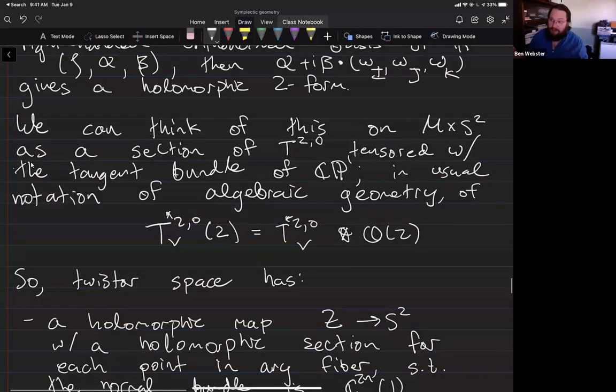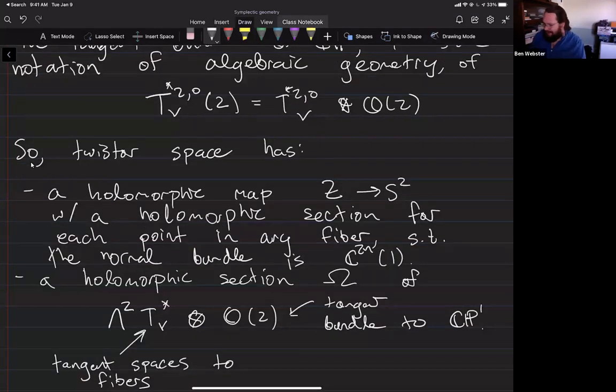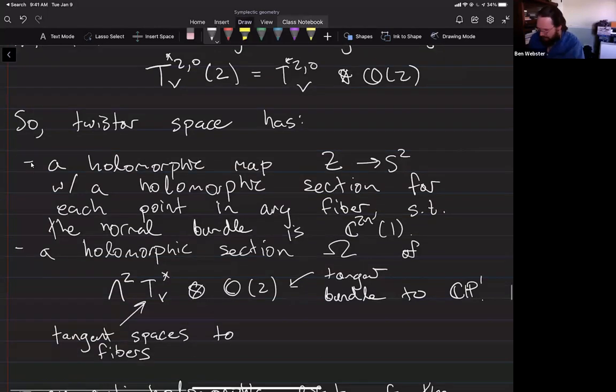Another way to say this is, defining one of these forms requires choosing a holomorphic vector field on CP1, which we use to get this normalization. And a holomorphic vector field on CP1 has to vanish. It has to have two zeros with multiplicity. Excuse me.